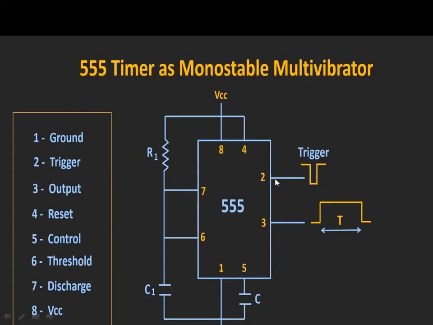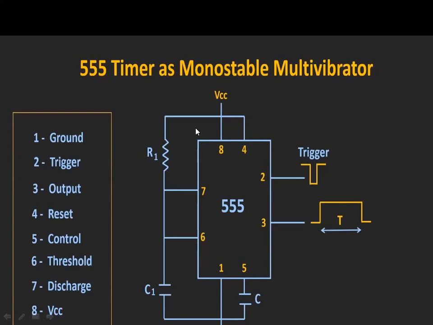So for that, we have to give an input signal. That input signal will be applied to the second pin. The second pin is nothing but the trigger input. For this trigger input, we are giving the trigger signal for this circuit, whereas the remaining circuit will be the same as the astable multivibrator.